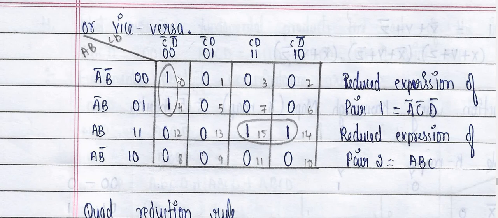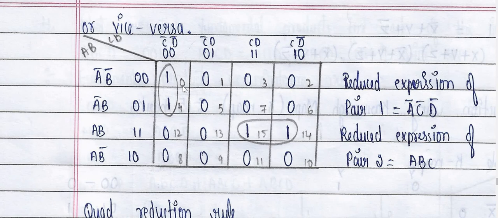2 pairs. The first pair is the cells 0 and 4. In 0, 1 is there, and in 4 also 1 is there. So these 2 ones we circle. If 2 ones are there, we need to circle those 2 ones. That is a pair. Then see the cells 15 and 14. There is also one pair. So in this K-map, 2 pairs are there. First, we circle the pairs. Then, how to reduce each pair?